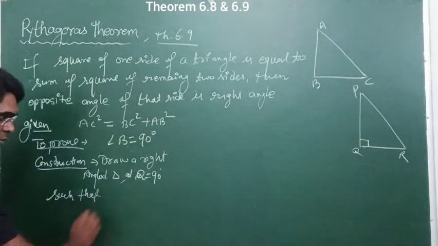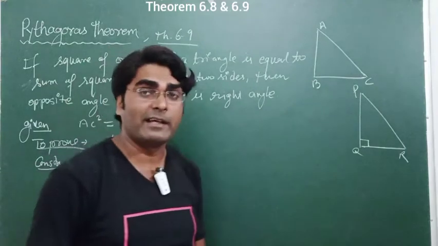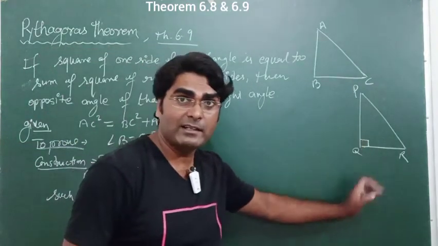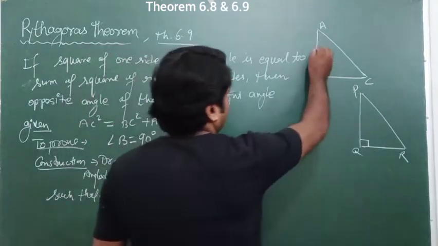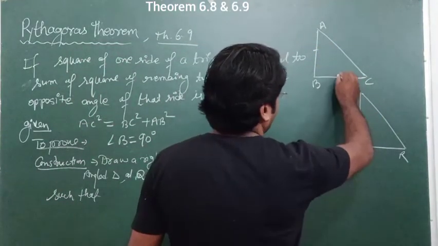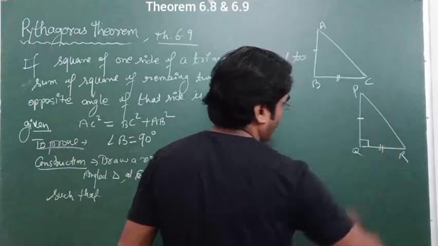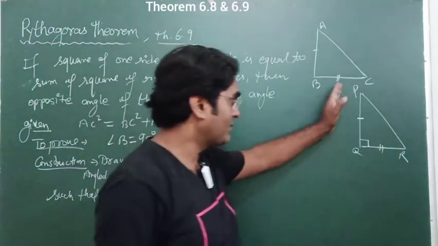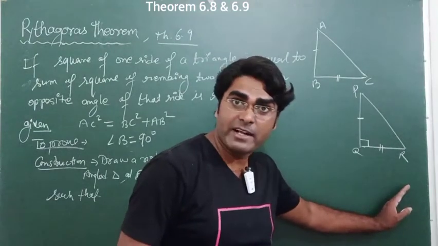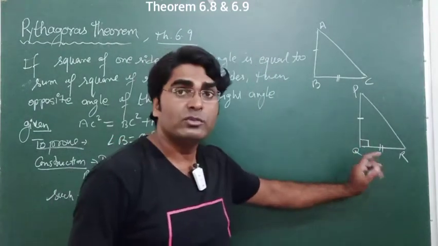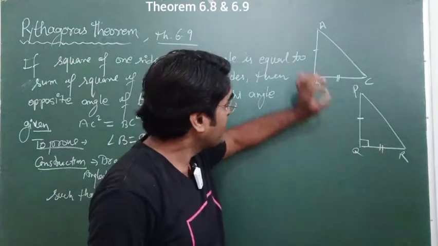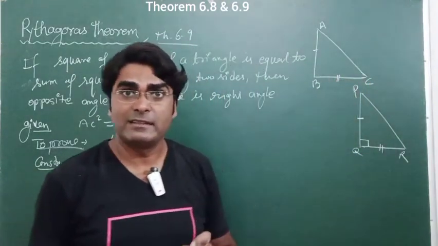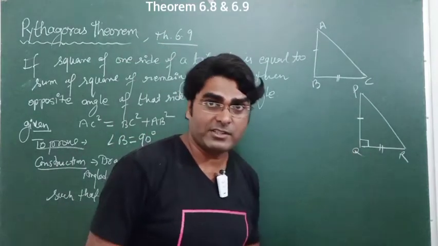That means you need to draw another triangle, a right angle triangle at Q, such that AB is equal to PQ and BC is equal to QR. Got it? You need to construct another triangle PQR. This is a right angle at Q such that PQ is equal to AB and QR is equal to BC. Clear? So this is a construction.